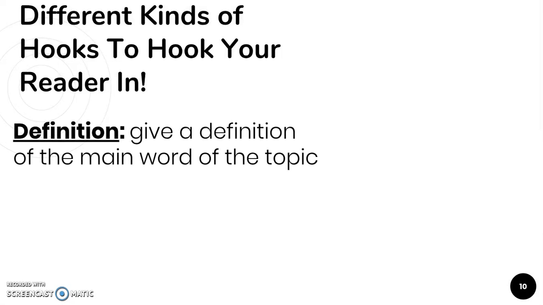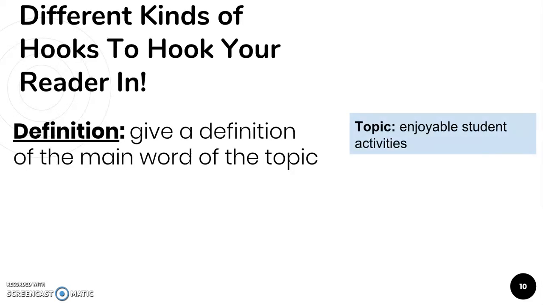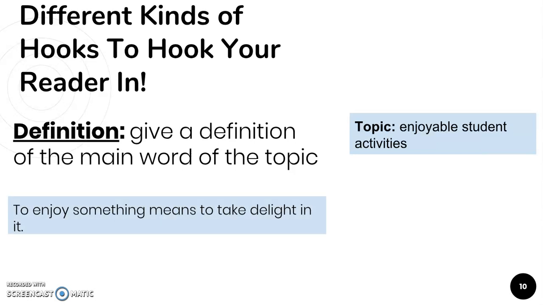Okay. The next kind of hook is a definition. You give a definition of the main word of the topic. So again, our topic is enjoyable student activities. The main word there might be something like enjoy or fun. Okay? So here's an example of a definition hook. To enjoy something means to take delight in it.